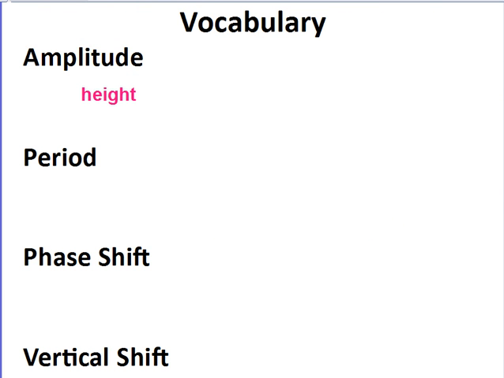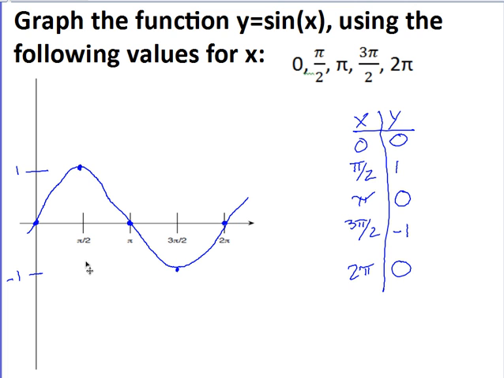Then we have period. And the period is going to be the distance that it takes to complete one cycle. So here, what we graphed is one cycle. We start in the middle, it goes up to the maximum of the graph, down to the minimum, and back to the middle. That's one cycle. So the period of this graph is 2 pi because it took from 0 to 2 pi to complete one cycle.